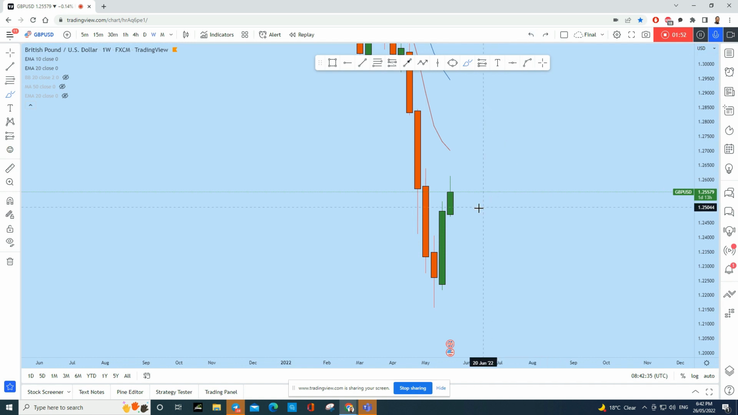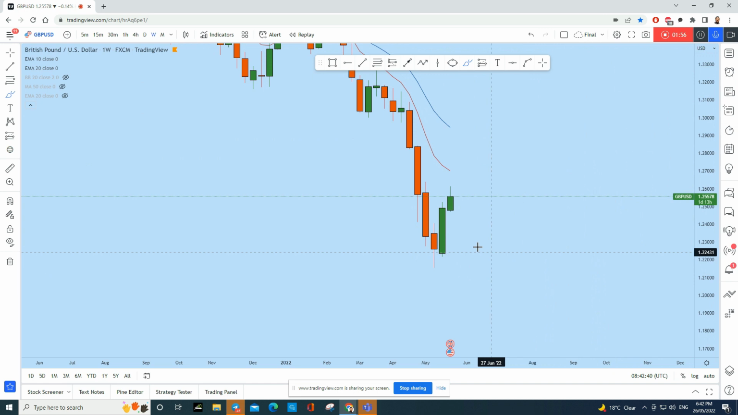If this is the case, then we might see another push to the downside, as this is the overall bearish market, and from here we might see a push up. So with that being said, let's go to the daily time frame.